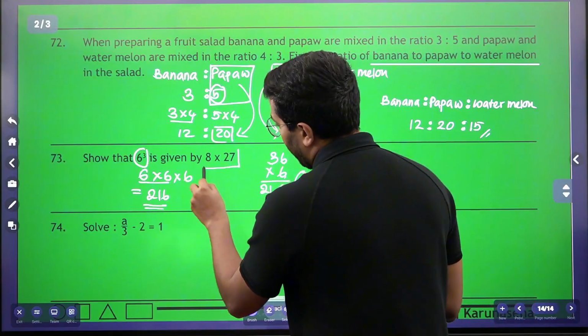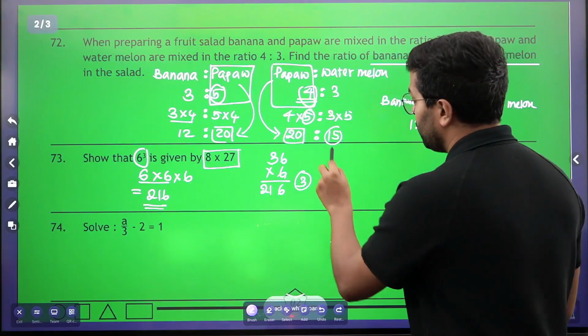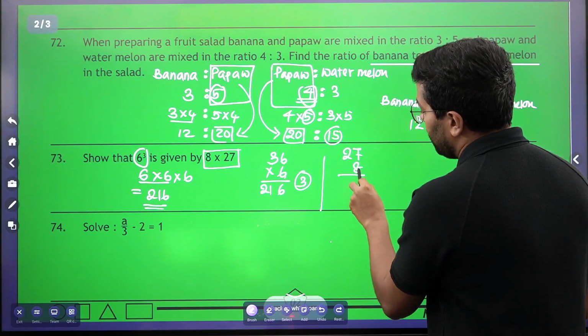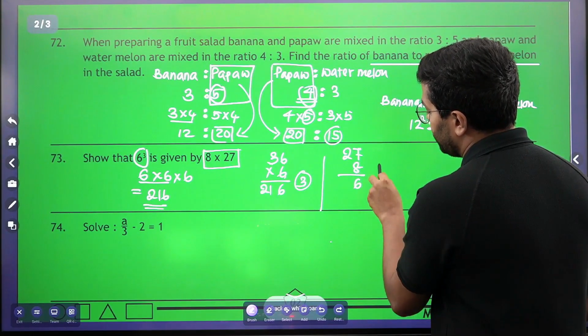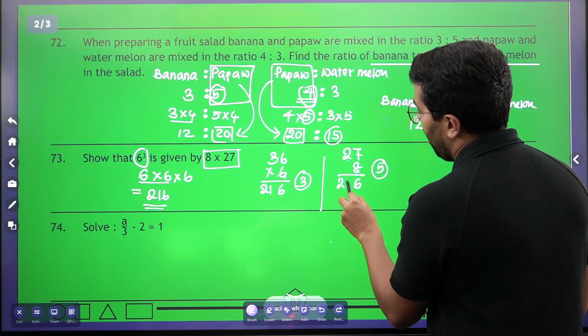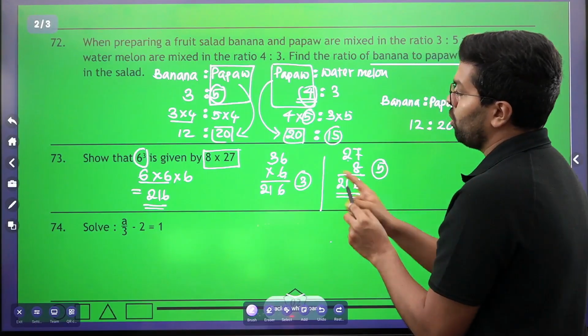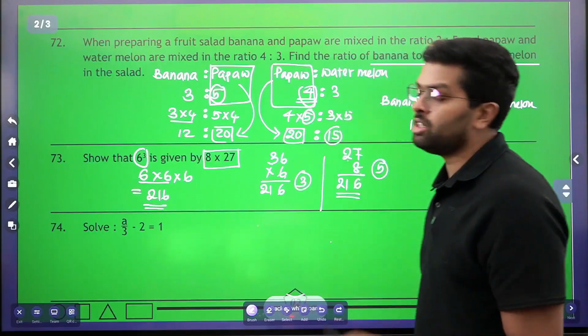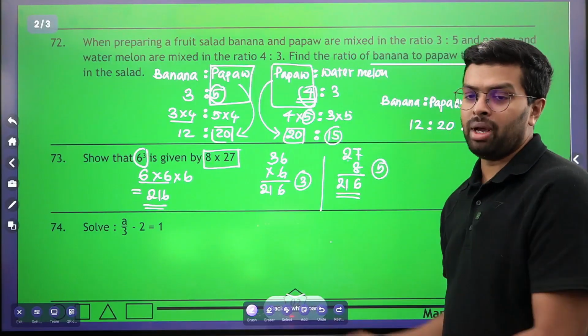Let's check what 8 into 27 equals. So what is 27 times 8? 8 times 7 is 56, we have 5 left. 8 times 2 is 16, plus 5 is 21. 216. So 8 times 27 is 216, and 6 to the power 3 is 216. So both of them are equal.